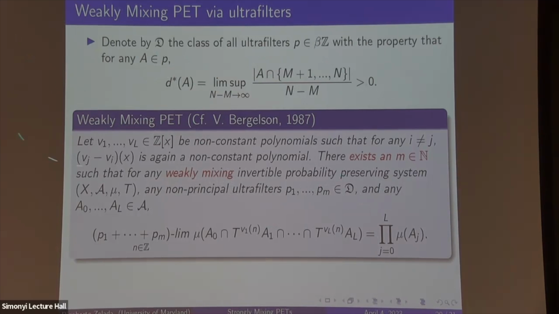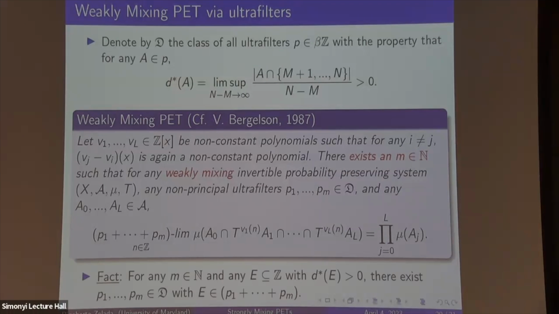Now, to show that this is actually the same result as the weakly mixing PET from the beginning, you need an extra fact. And that is that for any M in N and any E inside of N with positive Banach density, there exist M ultrafilters in D such that E is in the sum of the M ultrafilters. So there's something to be done in order to show that this is the same as weakly mixing PET, but it can be done. And with that, I am done.